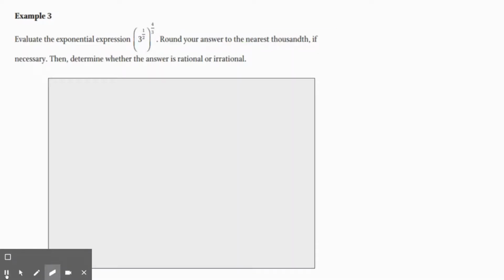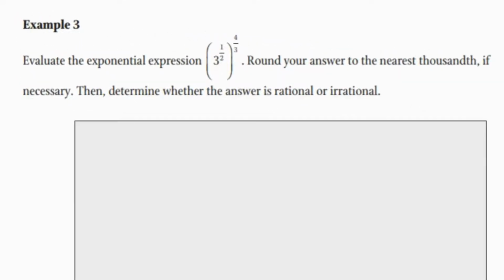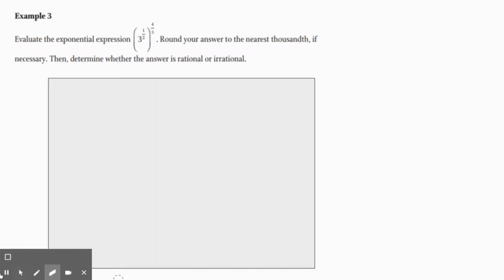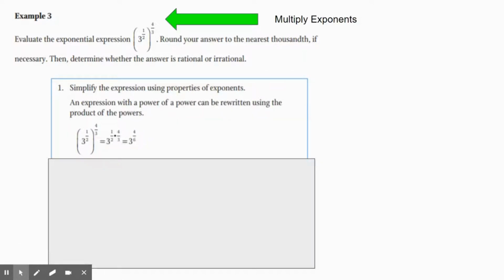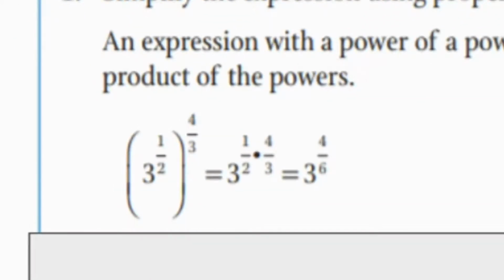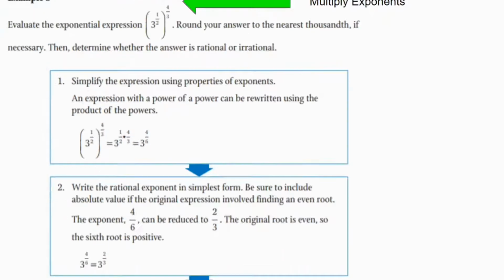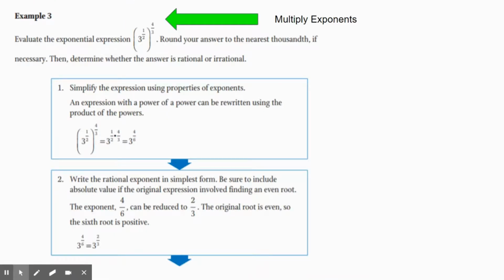Now example 3 has 3 to the 1/2 raised to the 4/3 power. Now that's power of a power, or power to a power. So this is where we're going to be multiplying the exponents. When we multiply fractions, remember you multiply across the numerator and across the denominator. So you're going to end up with 3 to the 4 over 6 power. And then, of course, you can simplify that fraction to 3 to the 2/3 power.